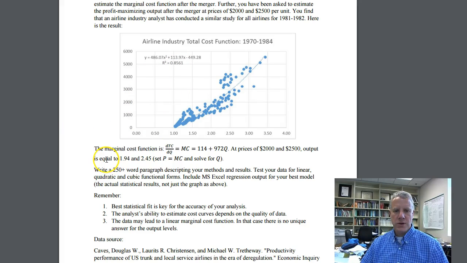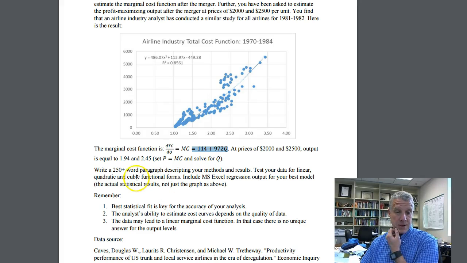So given this total cost function, the marginal cost function is equal to 114 plus 972 times Q. And that's just the first derivative of this cost function. At prices of 2,000 and 2,500, output is equal to 1.94 at 2,000 and 2.45 at 2,500. And to find that, I set price 2,000 equal to marginal cost, these numbers right here, and solve for Q. So just a little bit of algebra.